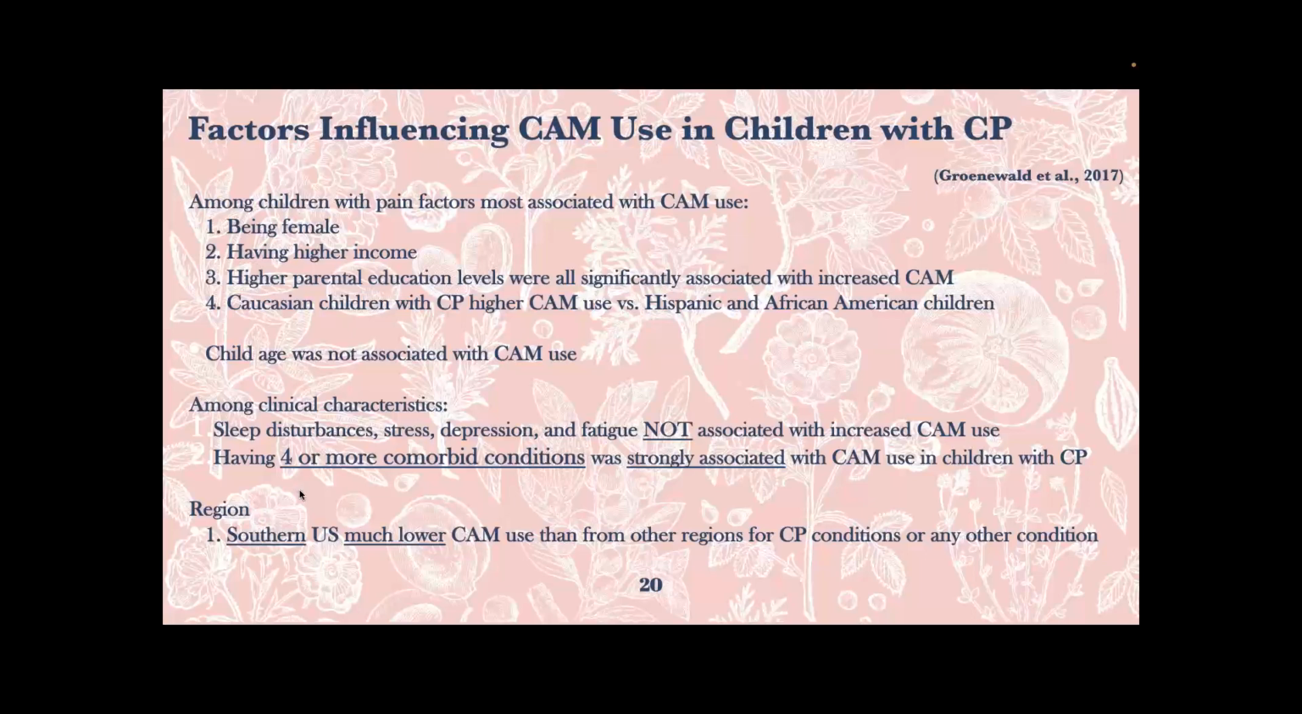So among children with pain, factors most associated with complementary and alternative medicine use: females had higher use of CAM, individuals with higher incomes had more use of CAM, and higher parental education levels were all significantly associated with increased use of complementary alternative medicine. Caucasian individuals with chronic pain had a higher use of CAM versus Hispanic and African-American counterparts. Child age was not associated. Again, we're just looking at factors that would help increase the use of these techniques, or at least seeing trends of those more willing to engage in this or learn about it, or might be more open to it.